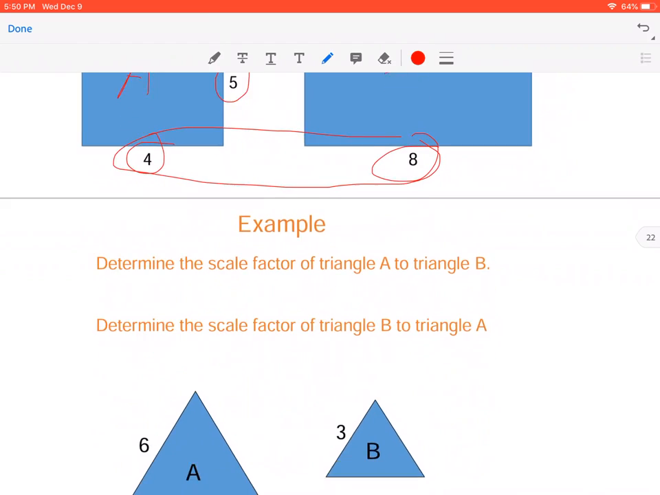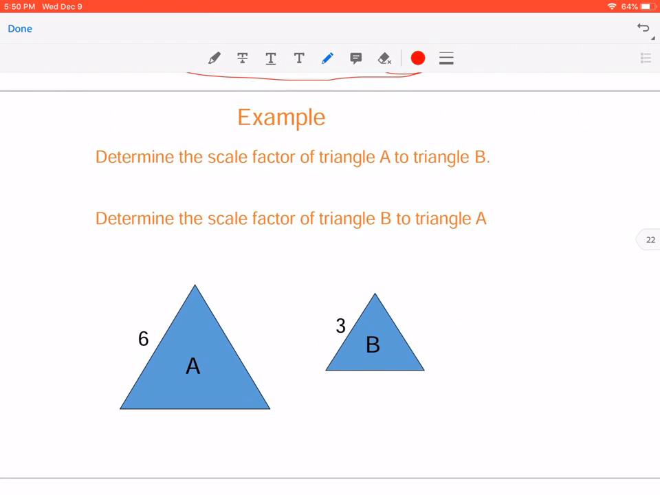All right, look at the next example. Determine the scale factor of triangle A to B. So we're going to go from A to B. So we would be 6 over 3. Well, a better way to do 6 over 3 is 2 over 1. Now, if you just said 2, that's okay. 2 over 1 is the same as 2.